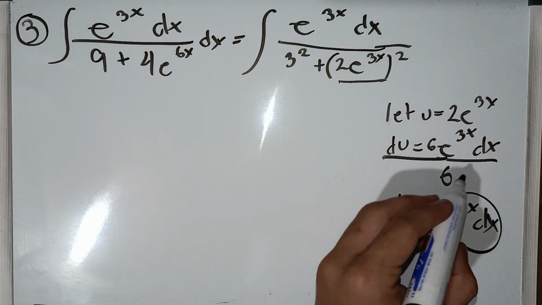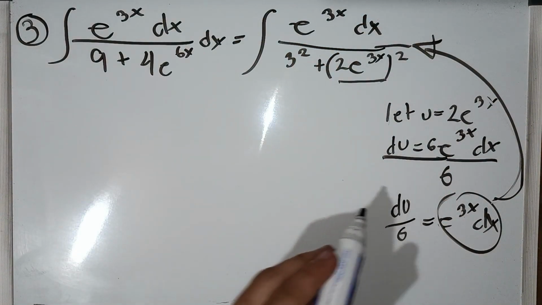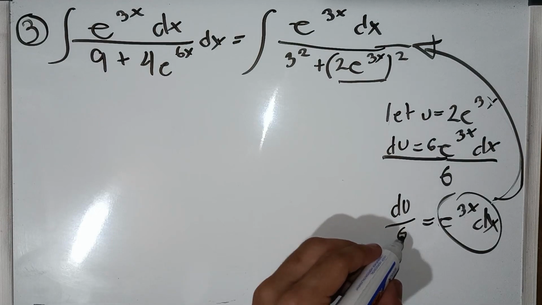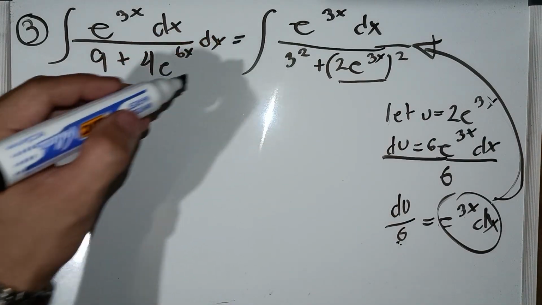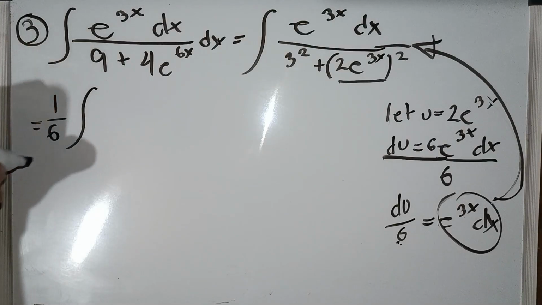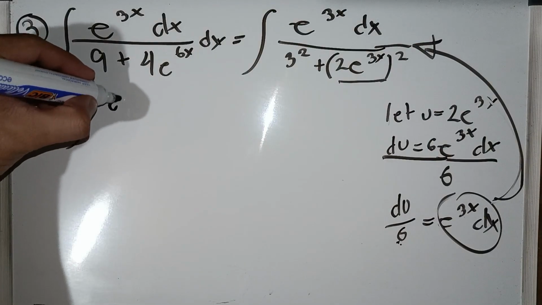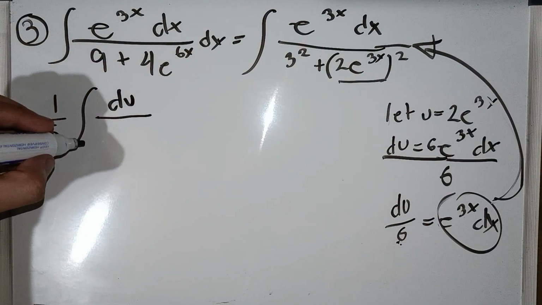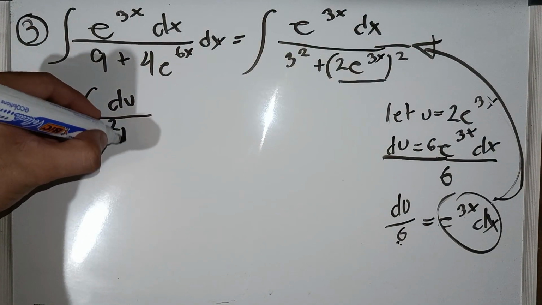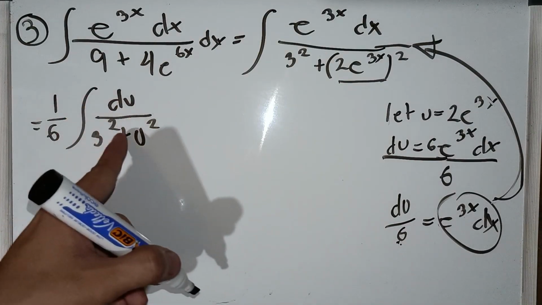We can now use this to replace our numerator. Since 1 over 6 is a constant, let's put it here. It's equal to 1 over 6 times the integral of, since e raised to 3x dx is equal to du over 6, du all over 3 squared plus u squared. So we can now integrate this.